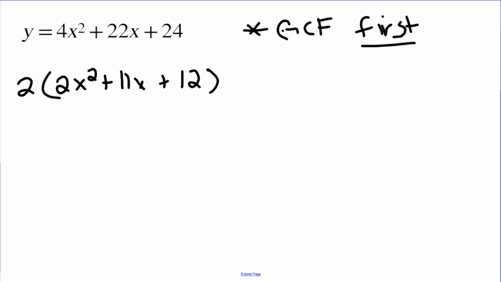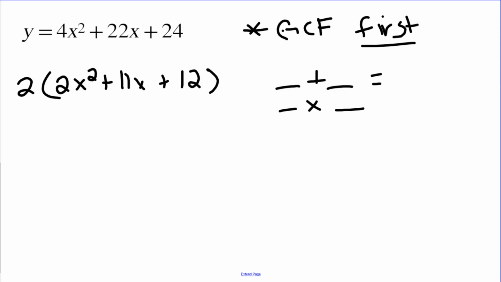So I pulled out my common factor. I'm still left with an a value more than 1, so I still have to worry about factoring in an alternate method. But at least I've pulled out a common factor. At least the numbers are easier to deal with, and now I'm allowed to use product sum shortcut. So a reminder, we're going to start it the same way. I'm going to make my product sum table.